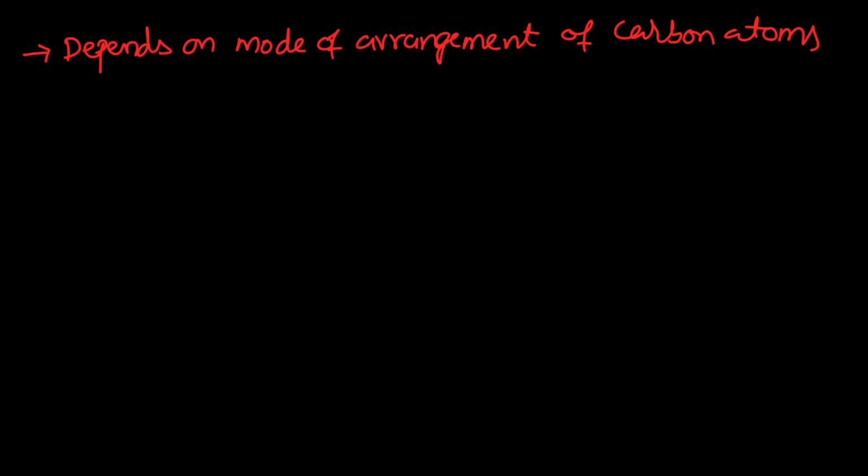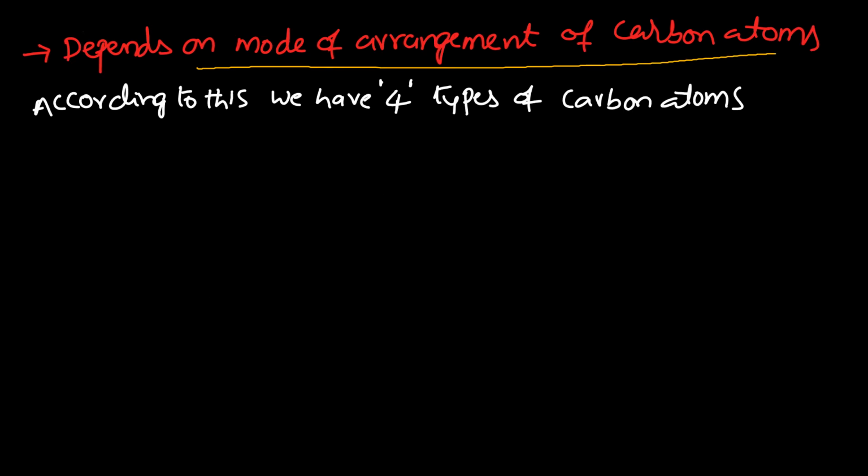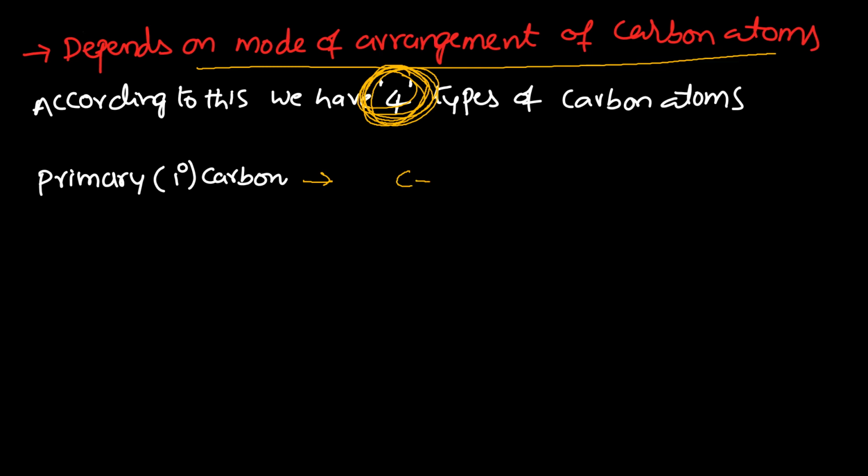So let us discuss the first one, which depends on the mode of arrangement of carbon atoms. There are four types of arrangements, so we can classify the carbon atoms into four types. The first one is the primary carbon atom. A carbon atom is said to be primary if it is linked with only one other carbon atom. This one is a primary carbon atom. If the carbon atom is linked to only one other carbon atom, that is known as a primary carbon atom.